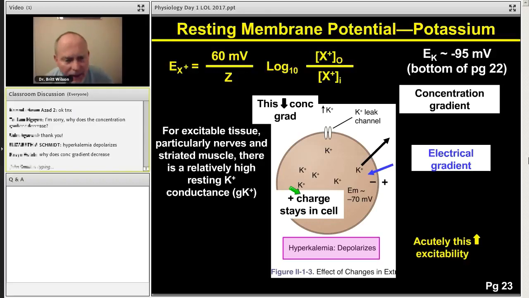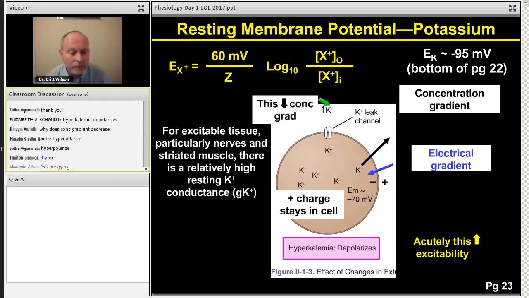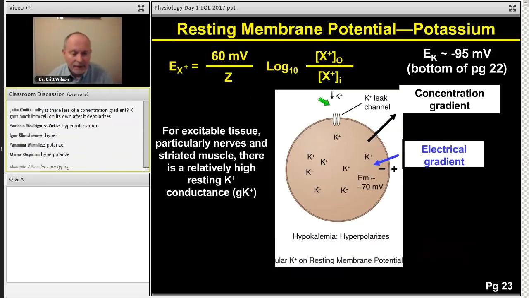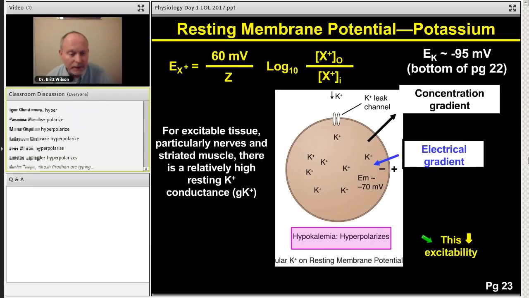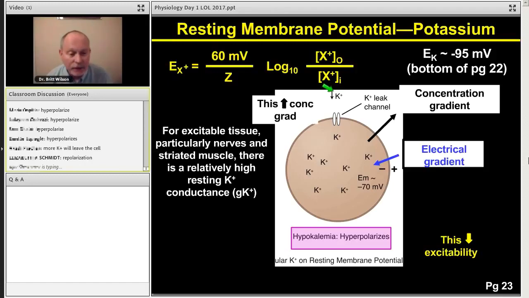So what do you think hypokalemia is going to do? Hyperkalemia is what we're starting with. It's going to hyperpolarize. Exactly. So hypokalemia hyperpolarizes, which is going to reduce excitability. Do the exact same thing. If potassium is down outside the cell, there's a bigger concentration gradient. Do you agree?